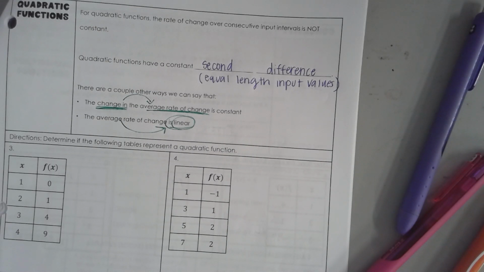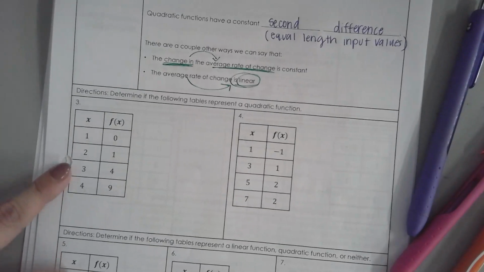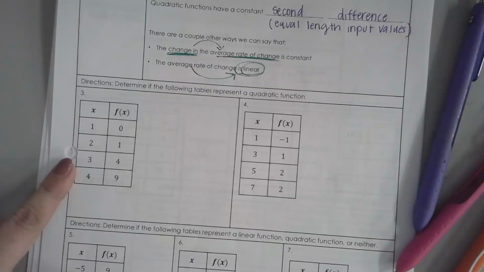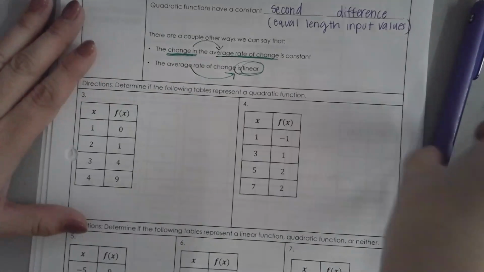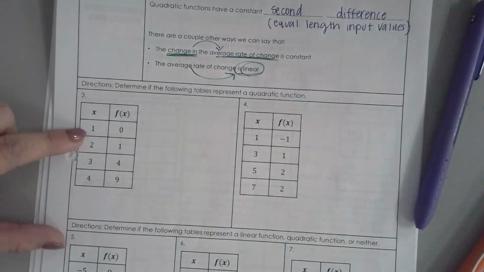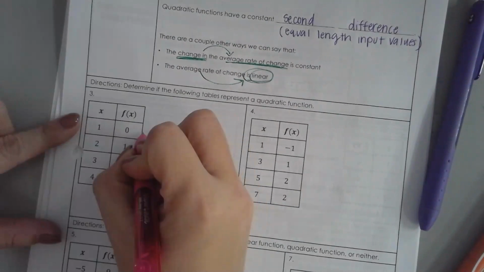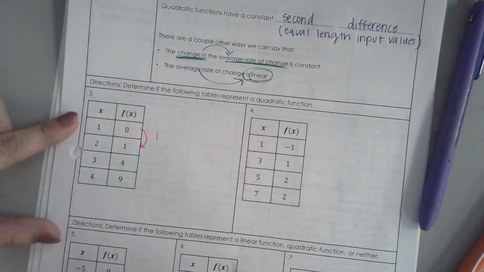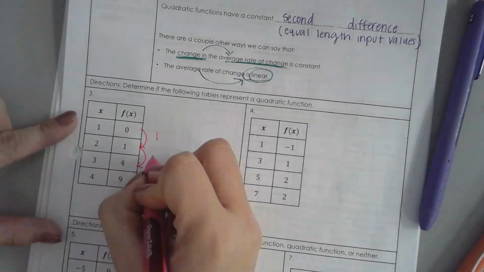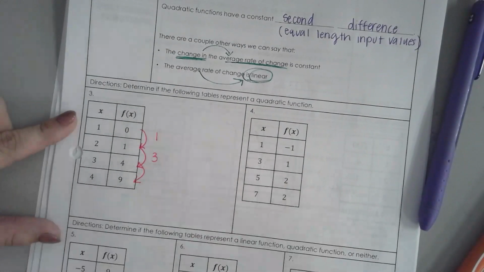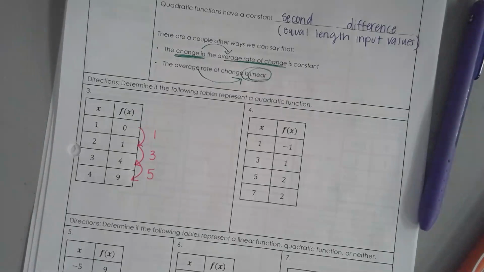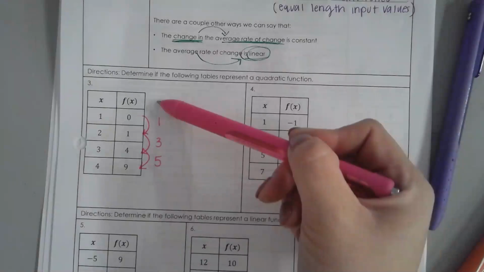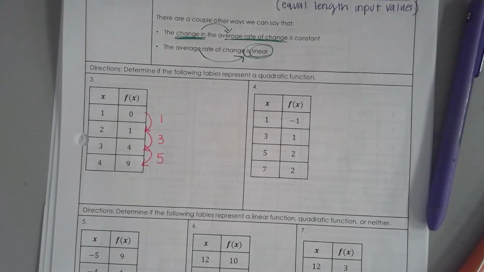So let's look at a table. First of all, do my x's go up by the same amount? Yes. Good. So I'm going to find the first difference, because I'm going to check first to see if it's linear. So from 0 to 1, what do I add? 1. From 1 to 4, I add 3. From 4 to 9, I add 5. So is this table showing a linear function? No, because these numbers are not the same. If it was linear, those numbers would have to be the same.